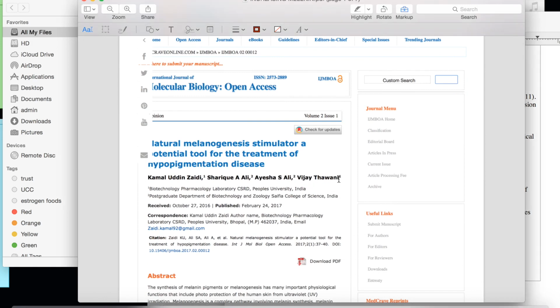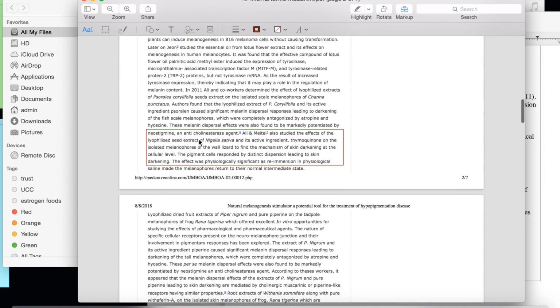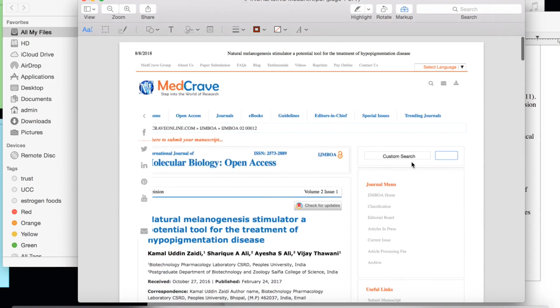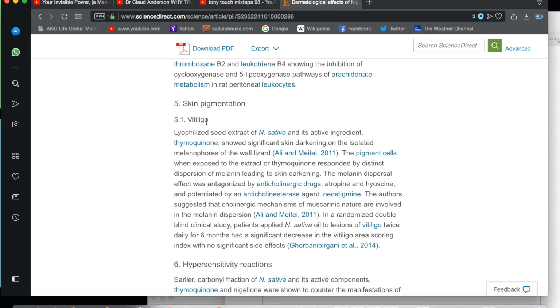Now here was a study where the actual physicians used black seed oil in hypopigmentation disease, better known as vitiligo. And these studies, mind you, are pretty recent, October 27, 2016. So these are not antiquated studies. This is basically new data coming out about the potentials of black seed oil. And as we scroll down here, we can see the results of an Ali and Matei study, which basically says they also studied the effects of the lyophilized seed extract of Nigella sativa and its active ingredient, thymoquinone, on the isolated melanophores of the wall lizard to find the mechanism of skin darkening at the cellular level. The pigment cells responded by distinct dispersion, leading to skin darkening.